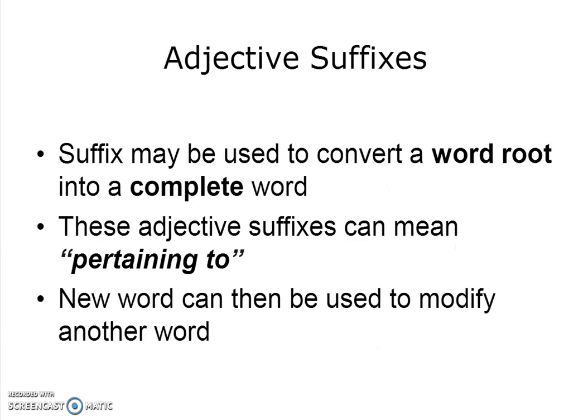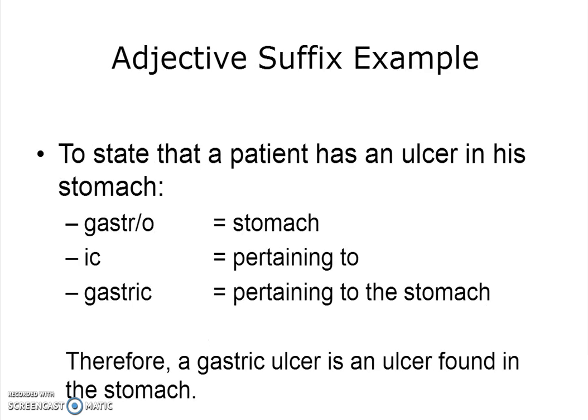A suffix may be used to convert a word root into an adjective and a complete word. Adjective suffixes typically mean pertaining to. This new word can then be used to modify another word. To state that a patient has an ulcer in his stomach, we take the word root gastro, which means stomach, then add the suffix ic, which means pertaining. We therefore get gastric, or pertaining to the stomach. So a gastric ulcer is an ulcer found in the stomach.